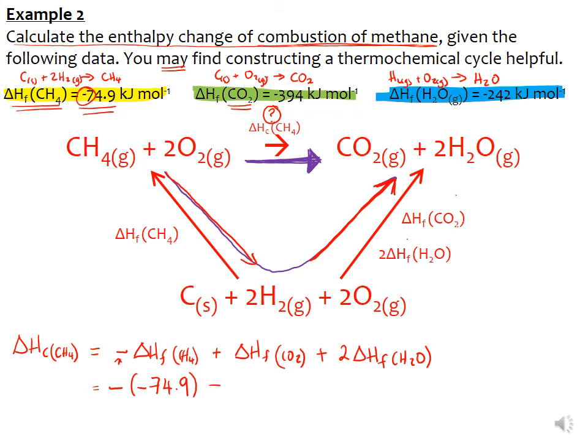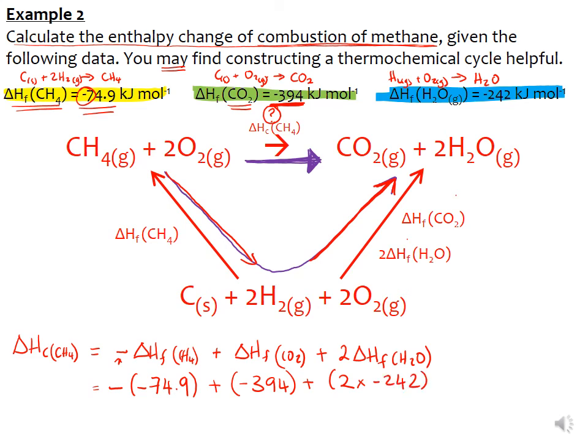Then we're going to add that to the delta HF for carbon dioxide, which is minus 394, so brackets minus 394. And then we're going to add 2 lots of the value of the formation of H2O, which is minus 242.